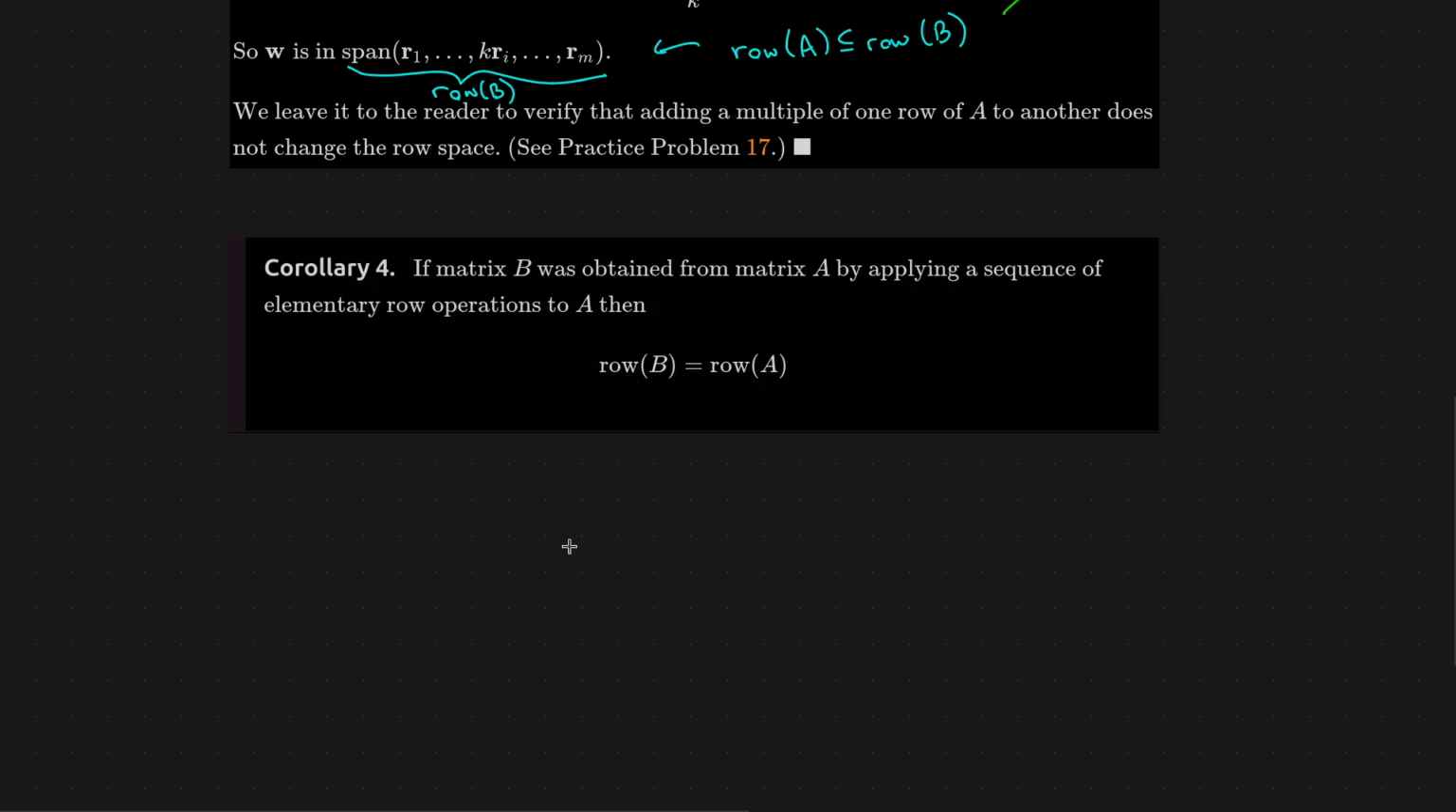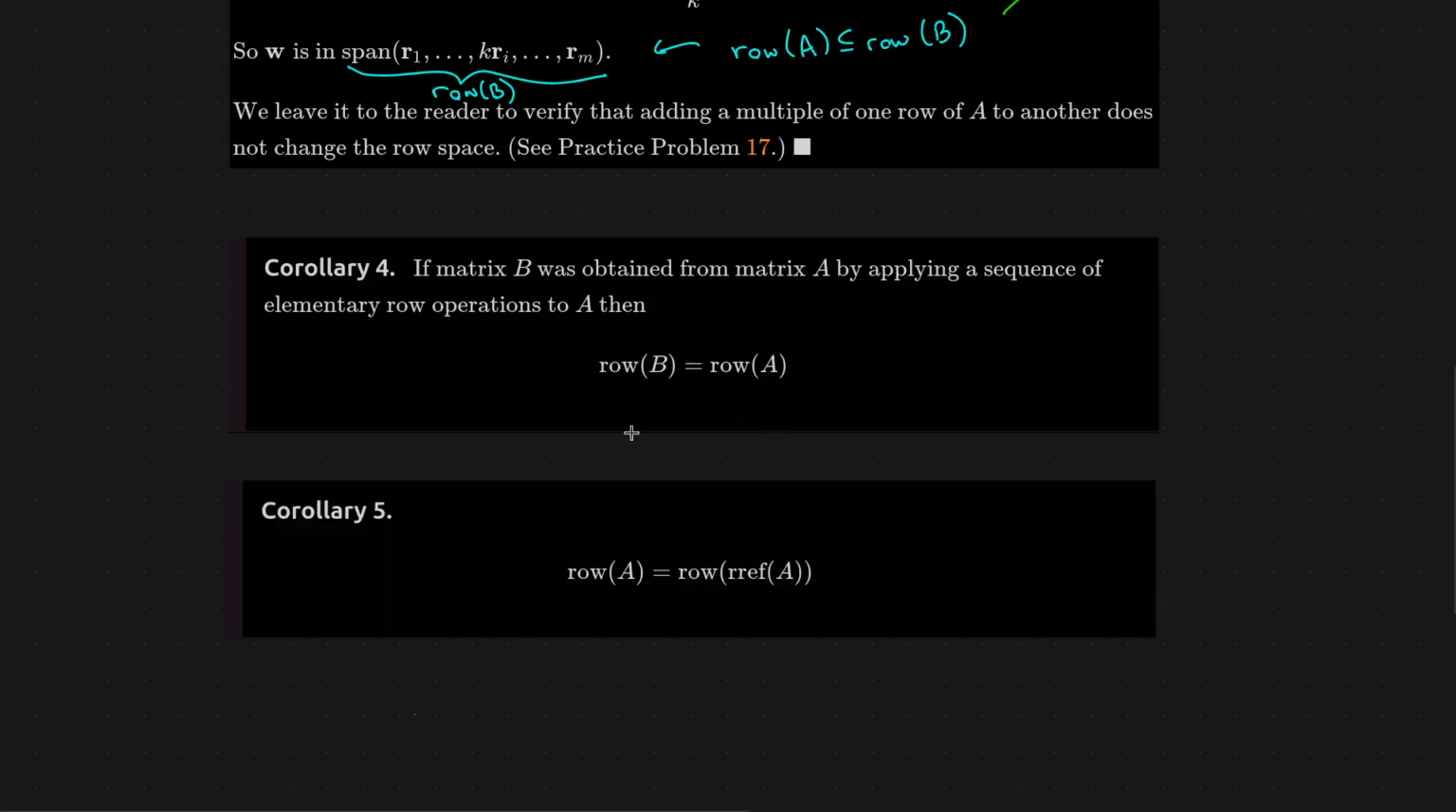And in particular, we have our last corollary here. The row space of A is equal to the row space of the reduced row echelon form of A. And that's because we get the reduced row echelon form of A by just applying many elementary row operations to matrix A. And so since this is just something we obtain from A by applying elementary row operations, their row spaces are the same.